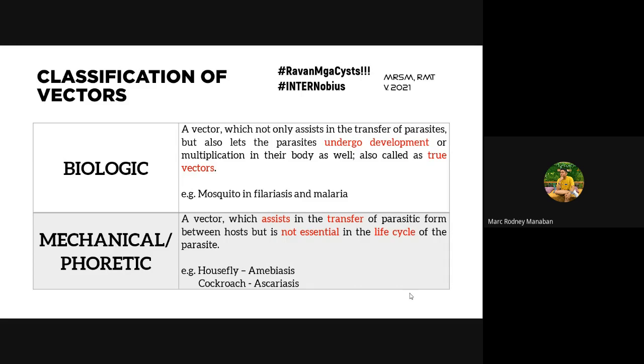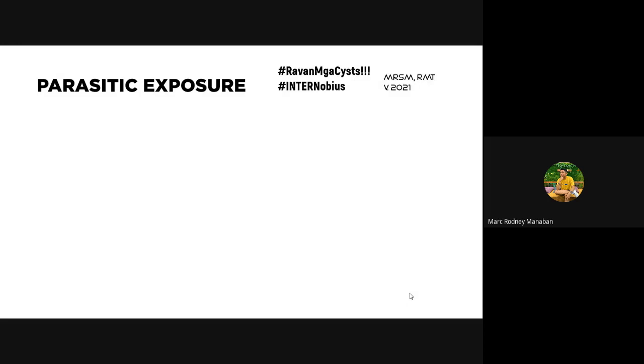Ayan. Okay. So these are the types of vectors. Biologic, mechanical. Alright. Now, before we continue with exposure, what are the situations or conditions where we can get parasites? Do you have any questions? Yes, any clarifications, dears?